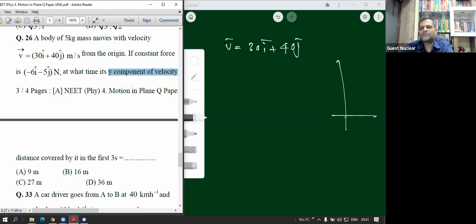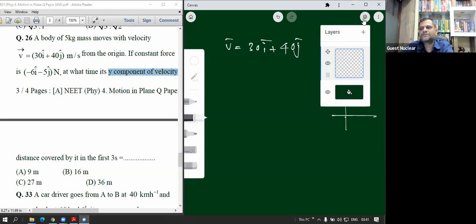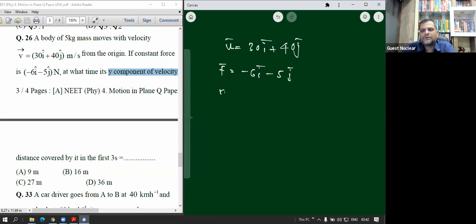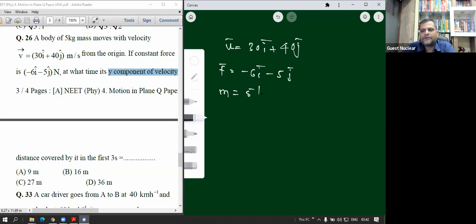मतलब हमको दिया हुआ क्या है यहाँ पे, vy is going to be 0 here, तो vy जो है वो 0 दिया हुआ है। ठीक है, let us try to find out. Yes, this is going to be the initial velocity, actually we can call it as u bar. Okay, u bar मिल गया, चलो ठीक है। अभी फोर्स दिया हुआ है, ओके, फोर्स उसको हम बोल देंगे F bar, चलेगा ना, F bar which is going to be -6 i bar minus 5 j bar, right? And mass of the body is going to be 5 kilogram, right?